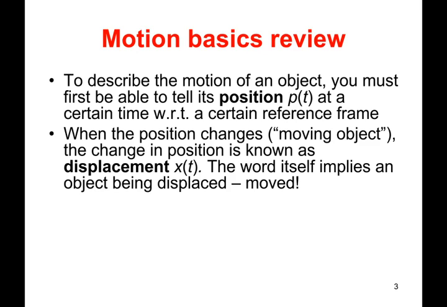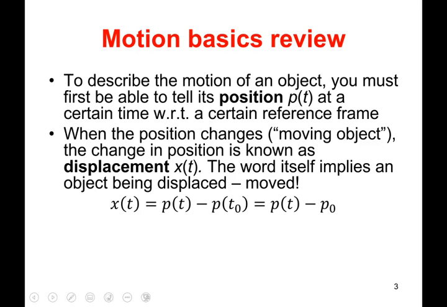And when the position changes, which means that your object is moving, the change in the position is known as the displacement, x of t. The word itself implies an object being displaced or moved. And we can find the displacement, which is a function of time, of course, as your position at a certain time minus the position at the initial time, which we will call P of t minus the initial position.